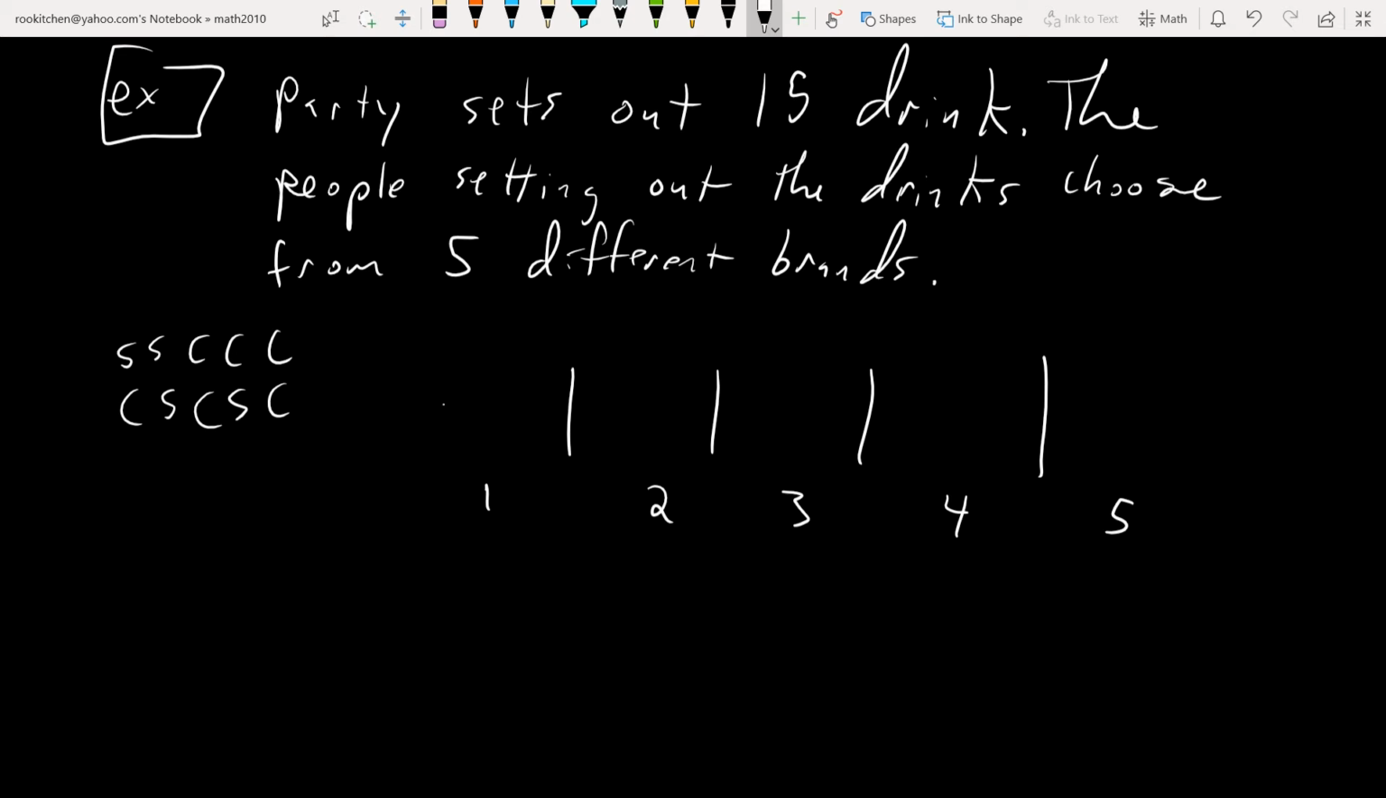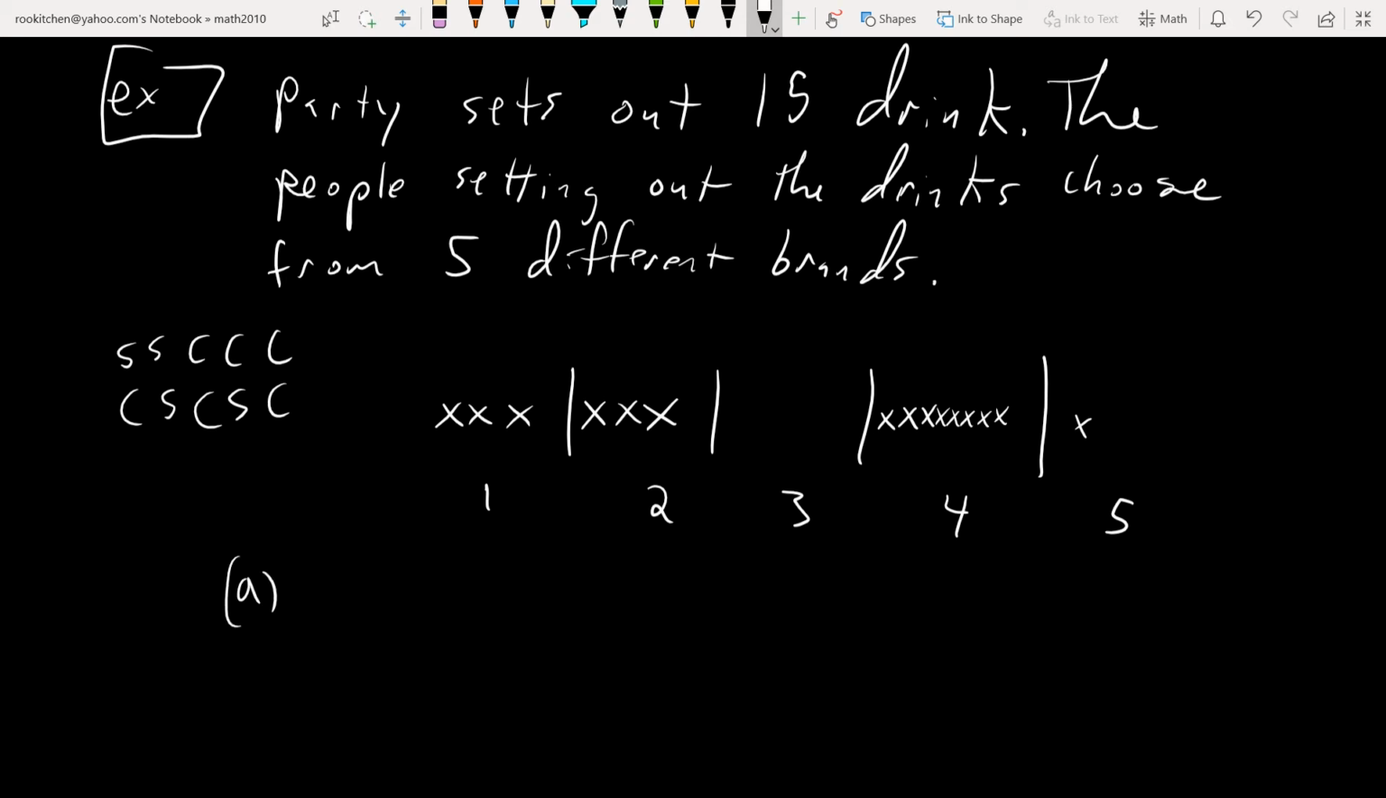So maybe you have 3 of brand 1, 3 of brand 2. Maybe you don't like brand 3, so you don't put any there. And then you have 1, 2, 3, 4, 5, 6, 7, 8, 9, 10 of brand 4. So people like brand 4. And I think I have too many, so I can get rid of a couple of those. Let's see, 1, 2, 3, 4, 5, 6, 7, 8 of brand 4, and then 1 of brand 5. So that would be one possible distribution of drinks.